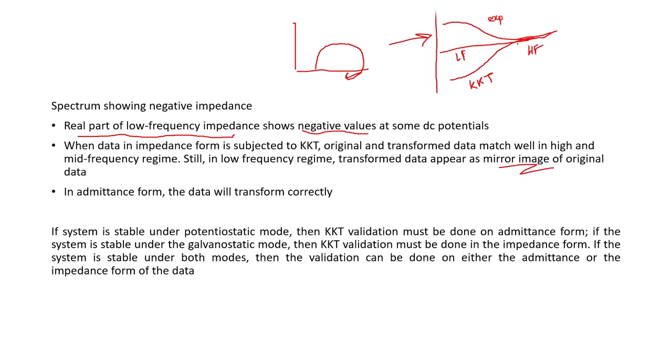But seeing that, I shouldn't say that my system is not KKT compliant, that is, that my system is not stable or not linear or not causal. What should I do? The same impedance data, I should convert it into admittance form and then do the KKT. In such a case, it is reported that the data in the impedance or admittance form will be transformed correctly.